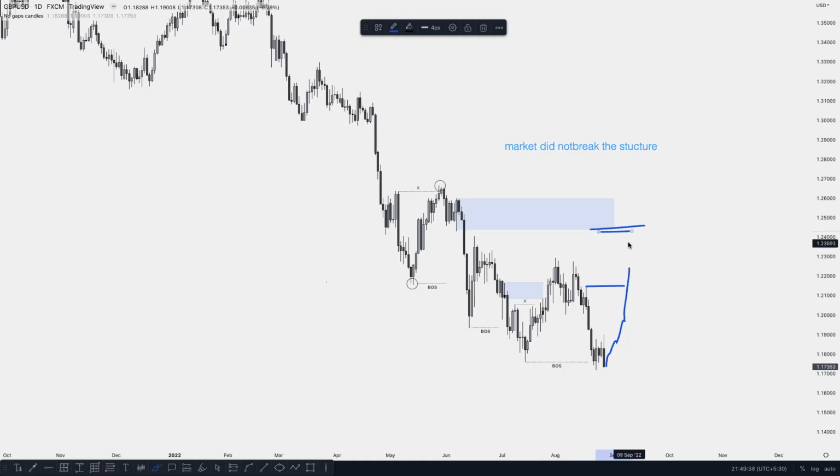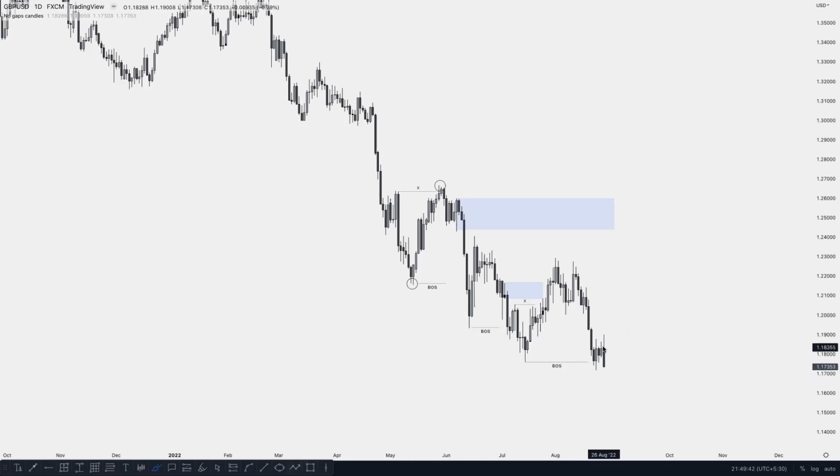Okay, so two zones on the higher time frame are possible, and if the market closes below it, this can be a valid break of structure. So this high acts like our inducement, and then the market pushes higher, taking out this high and goes downside.